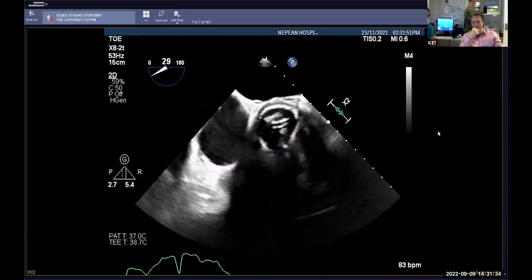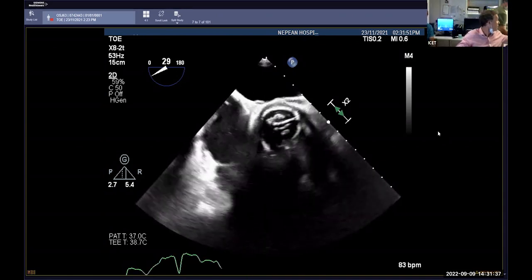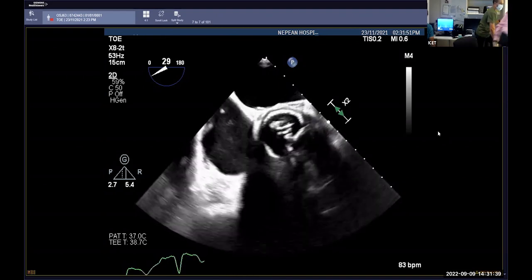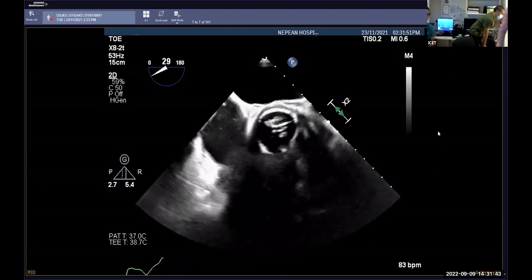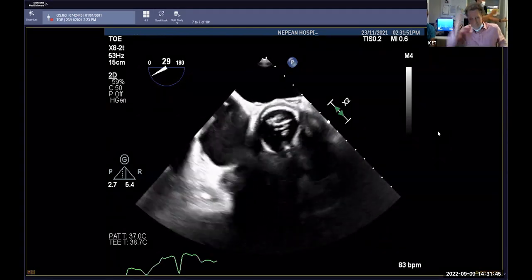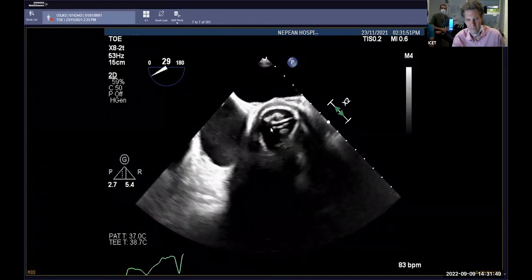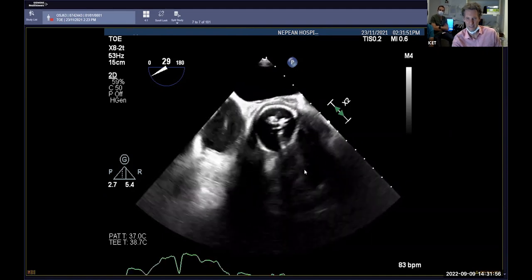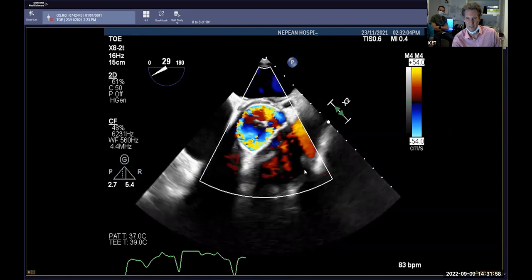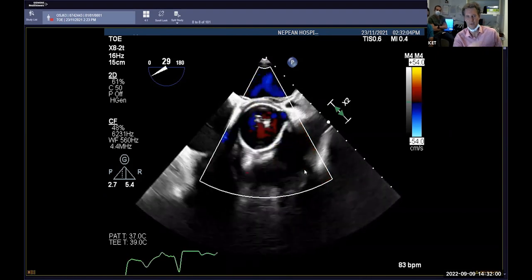I can't exactly see what's happening between the 3 and the 6 o'clock position of that valve. But that would again be concerning about some kind of significant dehiscence of the valve. And this bit down here. Yeah, fantastic. And some paravalvular, I'd like to put some color over it to see if there's significant paravalvular regurgitation. Yeah, probably that comes through better.